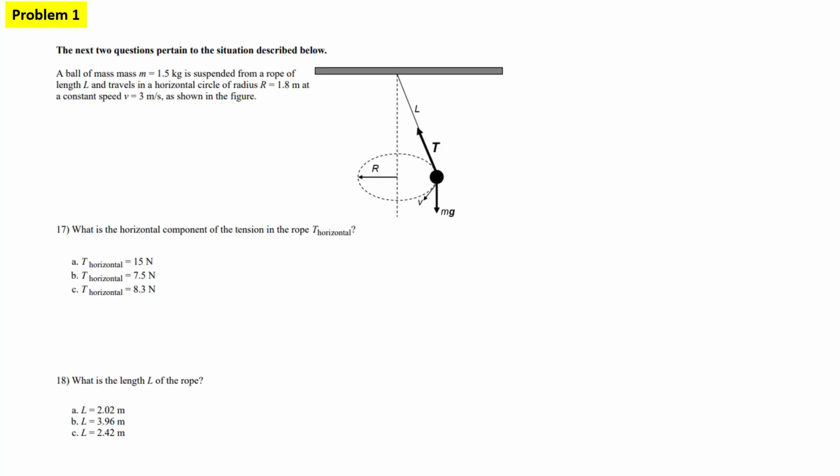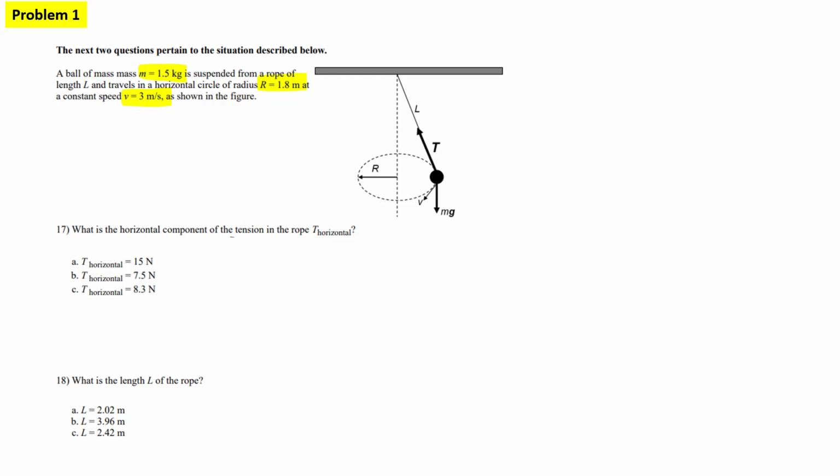All right, here's the first problem. We have a ball of mass m, which is 1.5 kg, suspended from a rope and travels in this horizontal circle. The circle has a radius r of 1.8 meters, and the speed of this ball is constant at 3 meters per second. Our first question says, what is the horizontal component of the tension force, called T horizontal?